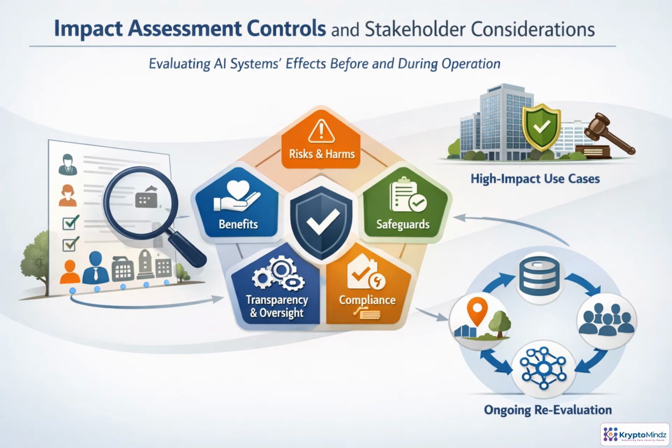Impact assessment turns abstract AI risk into concrete design obligations. Before deployment, ask who is affected, what benefits are intended, what harms are plausible, and which safeguards are required. Those answers should flow directly into architecture. Transparency, explanations, appeal paths, monitoring, and human review. For high-impact uses, raise the bar with stronger evidence, stricter approvals, and clearer accountability. Then revisit the assessment whenever data, models, context, or stakeholder exposure changes.